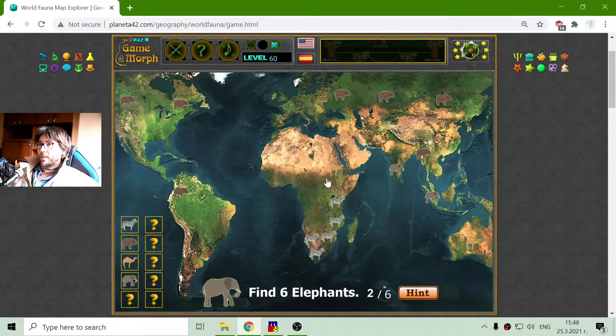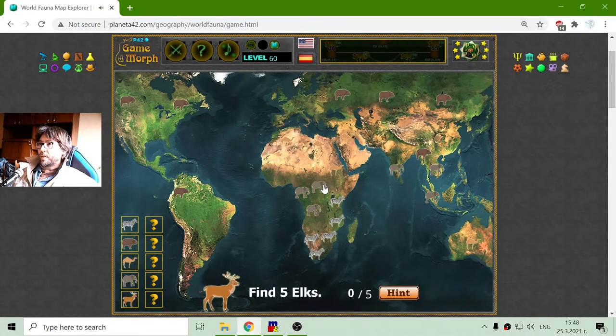And let's see, the elephants are not exactly desert animals, but they are some sort of steppe animals. Where are the other four elephants? Aha, there it is. There's another one here in Africa. Looks like there are a lot. There's another one, and one more. Japan, no elephants there. There should be elephants in Australia. And there is the last one.